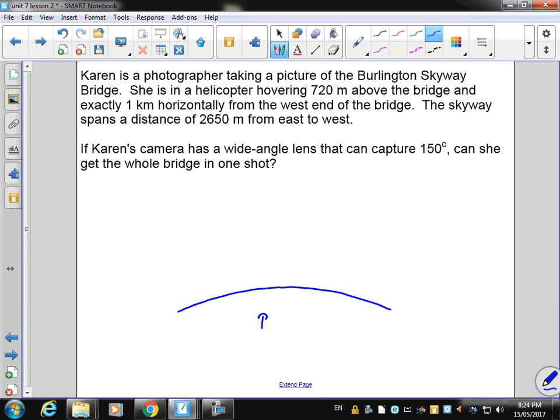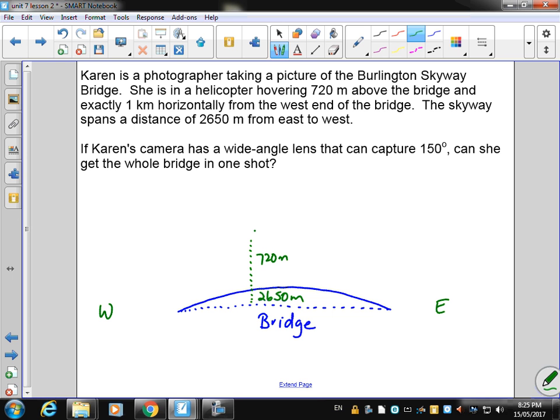There is our bridge. And for the sake of this problem, it says that it goes 2,650 meters from east to west. So we're just going to pretend that the distance we're working with here is just flat. So I'm going to use that dotted line because that's the east-west distance. So it's west this way, east this way. Okay. So Karen is 720 meters above the bridge. So she is up in the sky. There.